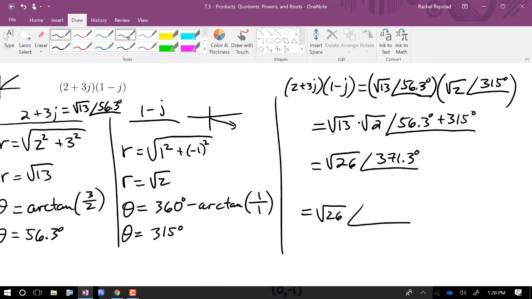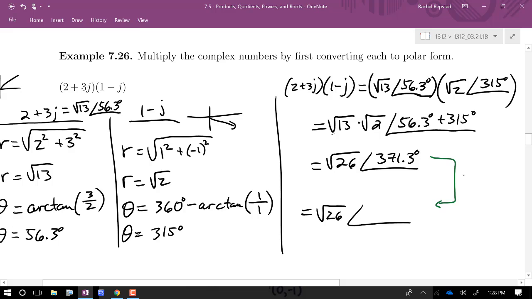is just to subtract 360. If you get a result that's bigger than 360, just subtract 360 and you'll get the angle you need. There are some actually coming up. We'll see some instances where we might get an angle that's really bigger than 360. So just keep subtracting 360 until you get something that's between 0 and 360. If you get something that's negative, just add 360 until you get to your first angle that's between 0 and 360. So we have root 26 at an angle of 11.3 degrees.